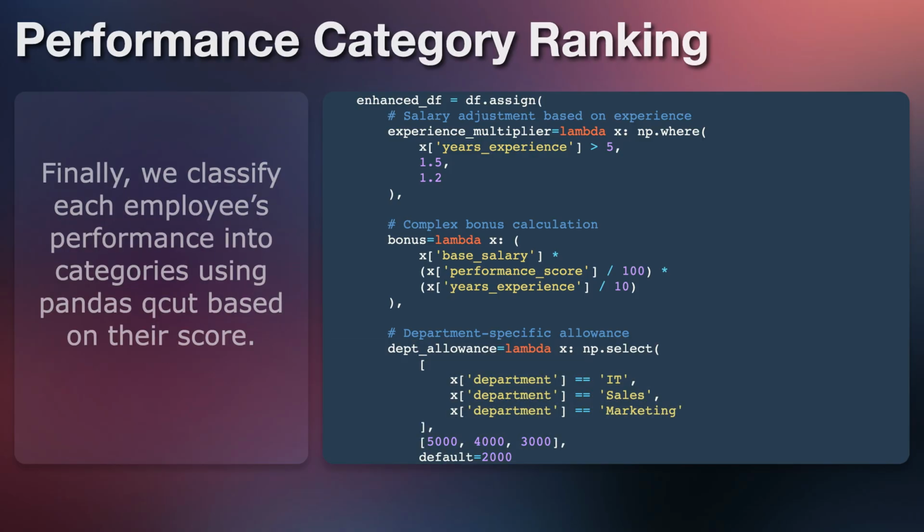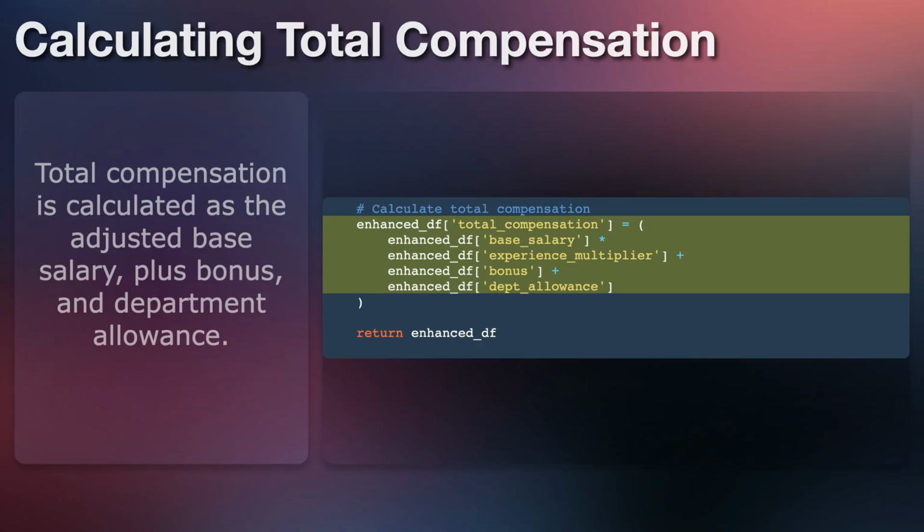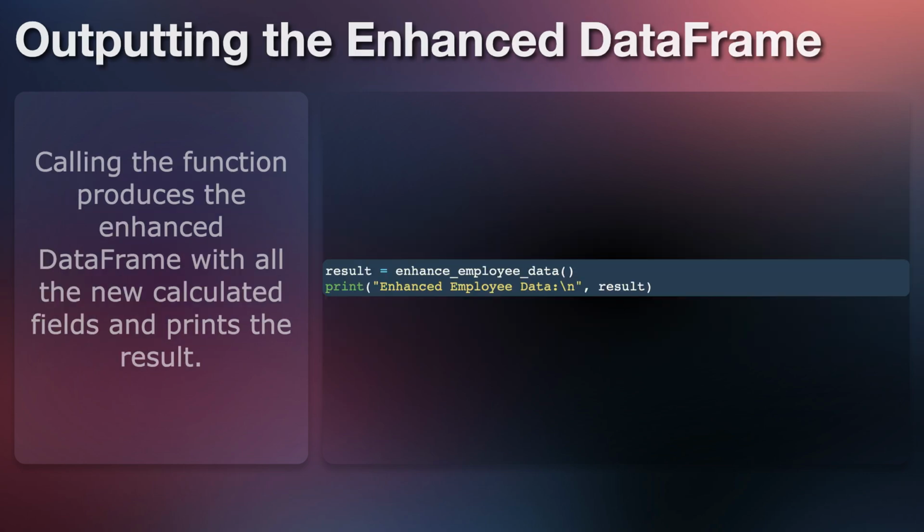value. Finally, we classify each employee's performance into categories using pandas qcut based on their score. Total compensation is calculated as the adjusted base salary plus bonus and department allowance. Calling the function produces the enhanced data frame with all the new calculated fields and prints the result.